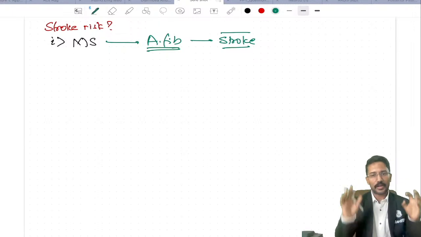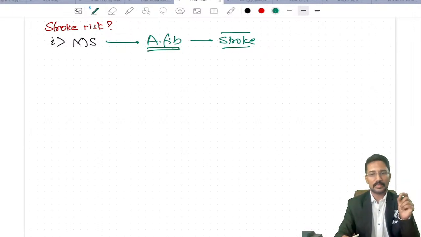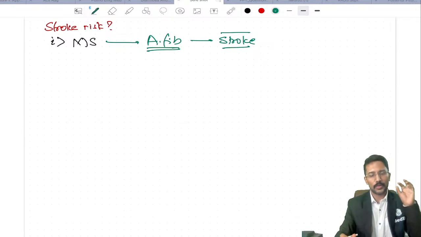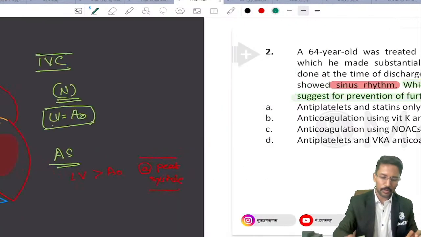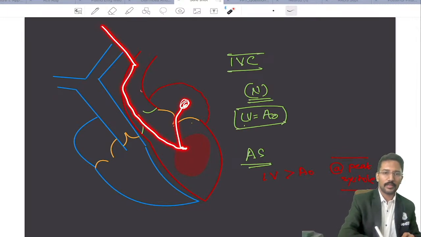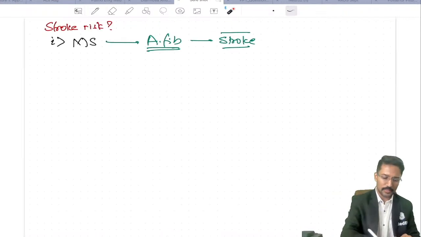You remember Virchow's triad, three components for formation of a clot. One of them is stasis. So when the left atrium is not contracting, it is fibrillating, the blood is getting stagnant there, it is not moving well. This stagnation of blood will facilitate clot formation. Once a clot is formed, it is very easy for the clot to escape from the left atrium to the left ventricle. From the left ventricle, the clot can go into the aorta, to the carotids, and can cause stroke, right? So mitral stenosis, yes, it can cause.